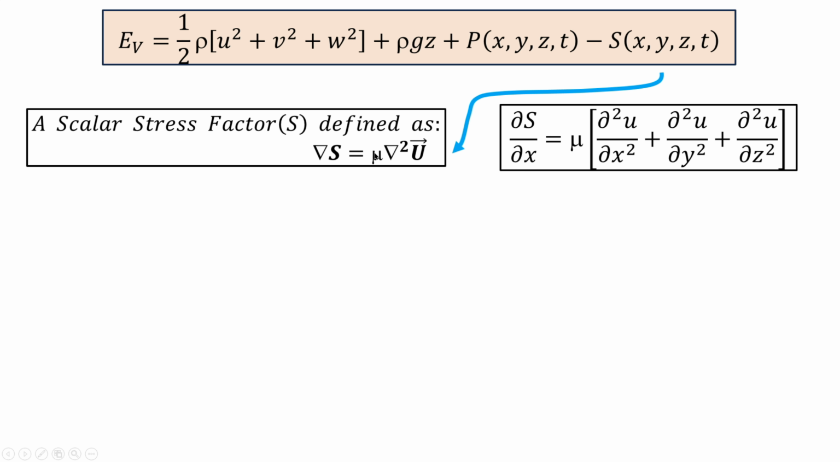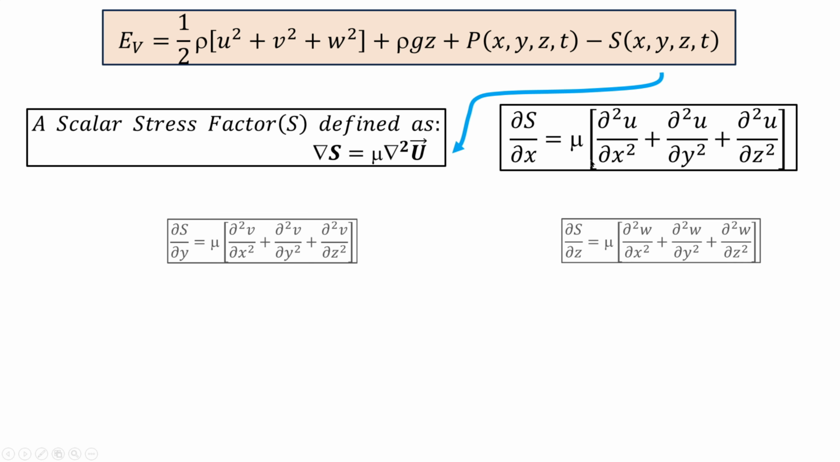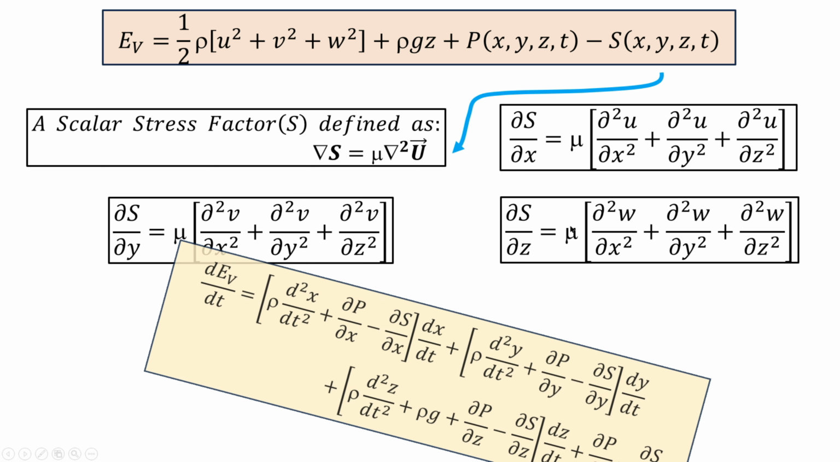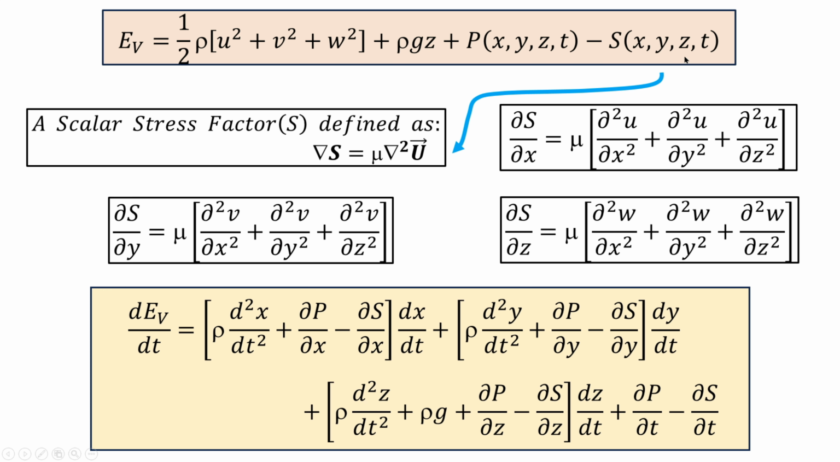The individual components of the gradient of S look like this. This is the x-axis component, and these are the y and z axis components. Then we consider the total time derivative of the energy equation. So this is the total time derivative of E V.